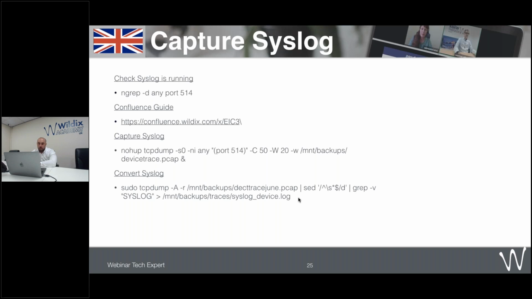Once we've done that, we can then change that PCAP into a readable format, so a log format. So here, this is the command to run from shell, and that will convert that PCAP into a text file that we can then analyze to see what's going on.